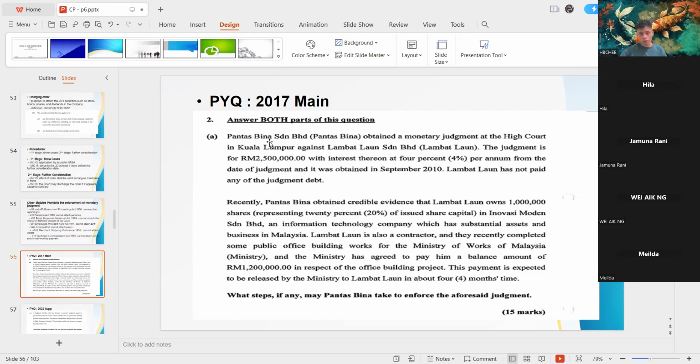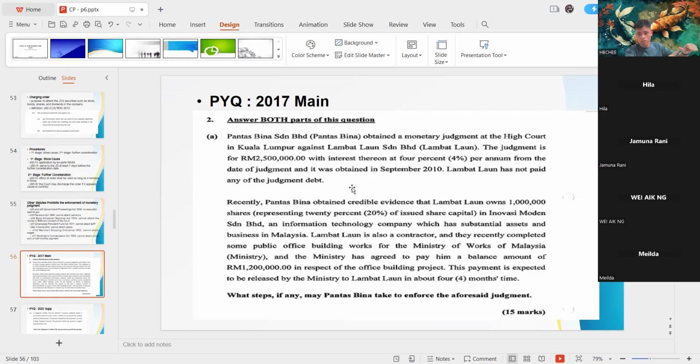First thing is by paragraph. So the first issue you see at the first paragraph is the timeline, the limitation period. So you start with your Section 6 of the Limitation Act, and then your Order 46. So your conclusion for that part is, Pantas Bina may enforce the judgment with the leave of court. However, they are not entitled to the interest on the judgment sum.